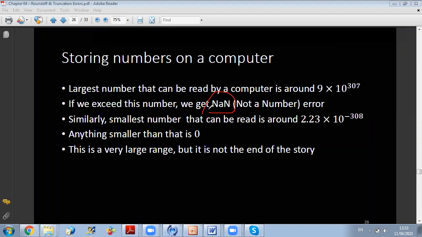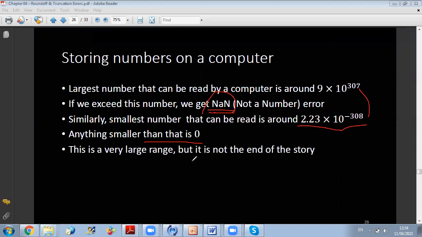In this case, you will have this symbol when you have a divergent solution, or when you have a number that exceeds the capacity of your computer. Similarly, the smallest number that can be read is around 2.23 times 10 to the power minus 308, and anything smaller than this number will be 0. Of course, these computers that we are talking about are powerful computers, not old computers. In the case of a calculator, or a certain software such as MATLAB, the accuracy will be much smaller. We will see together now.